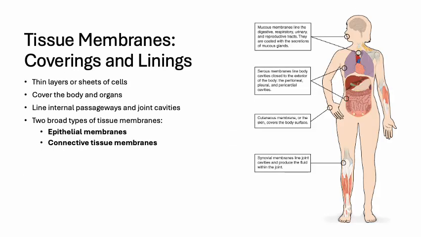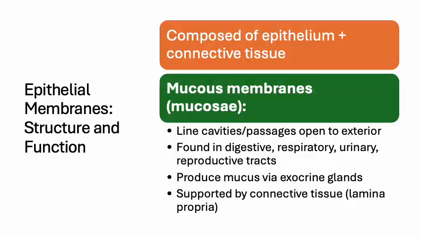Tissue membranes are thin sheets of cells that either cover surfaces or line internal spaces within the body. Their job is to protect, separate, and sometimes lubricate structures. Broadly, tissue membranes fall into two categories: epithelial membranes and connective tissue membranes. Epithelial membranes include a layer of epithelial tissue supported by connective tissue, while connective tissue membranes are made entirely of connective tissues. These membranes are especially important in reducing friction, protecting organs, and allowing smooth movement within the body cavities.